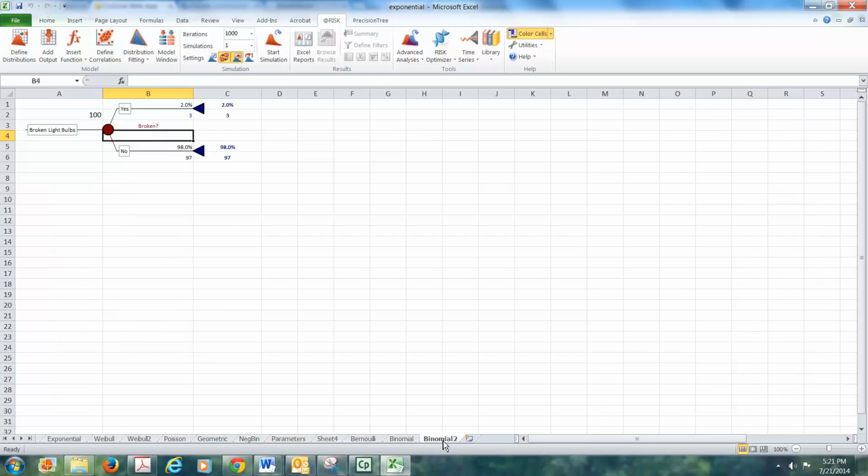Now we have one more look at the binomial distribution, and this is a very simple model here, simulating the results of receiving a shipment of 100 fragile light bulbs. So suppose the breakage rate is 2%, and we always receive 100 light bulbs. 2% of 100 is 2 light bulbs, and that's what we would expect over the long run. But would we expect that with every shipment?